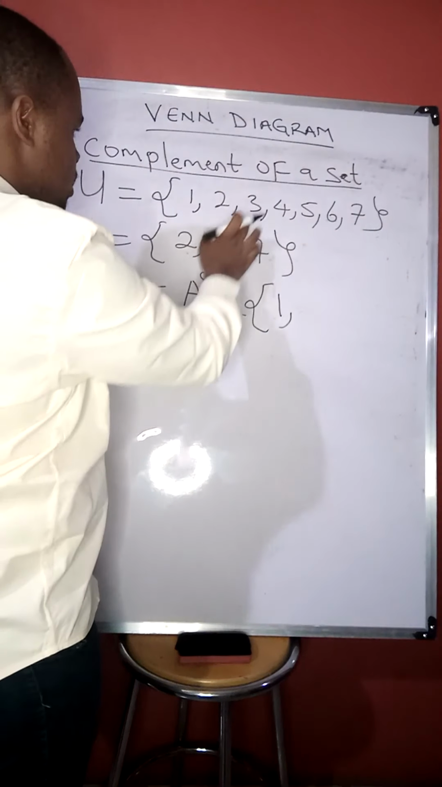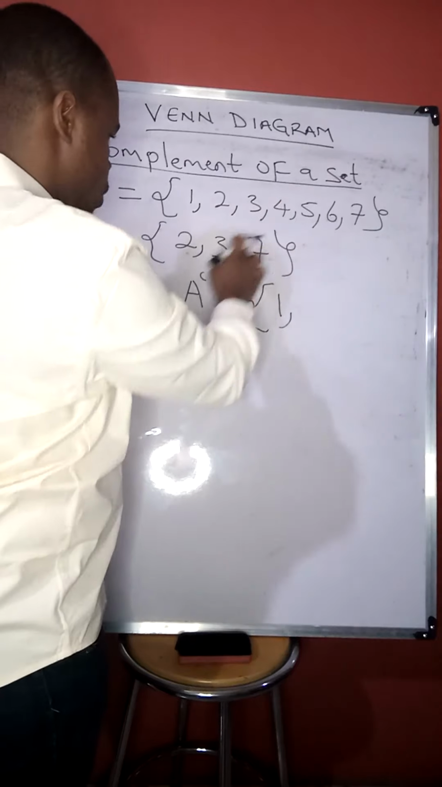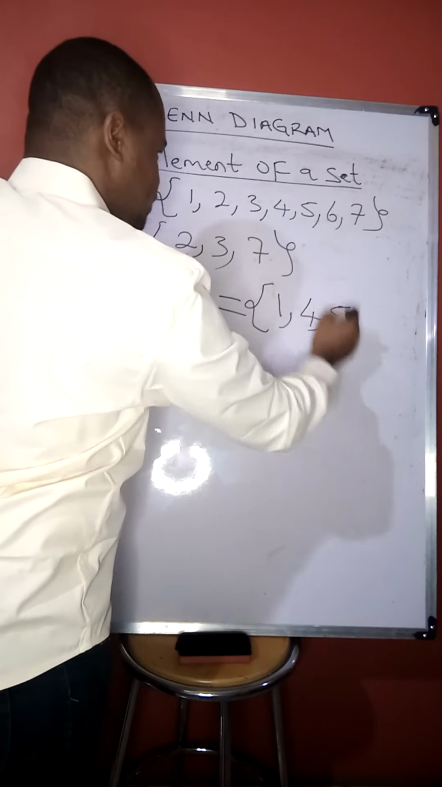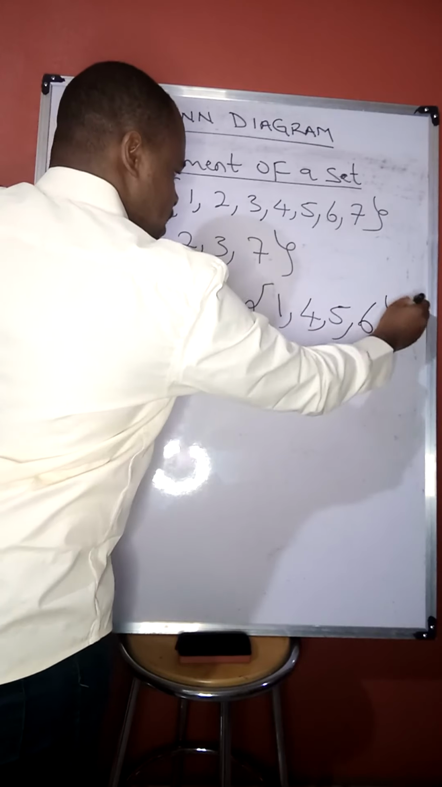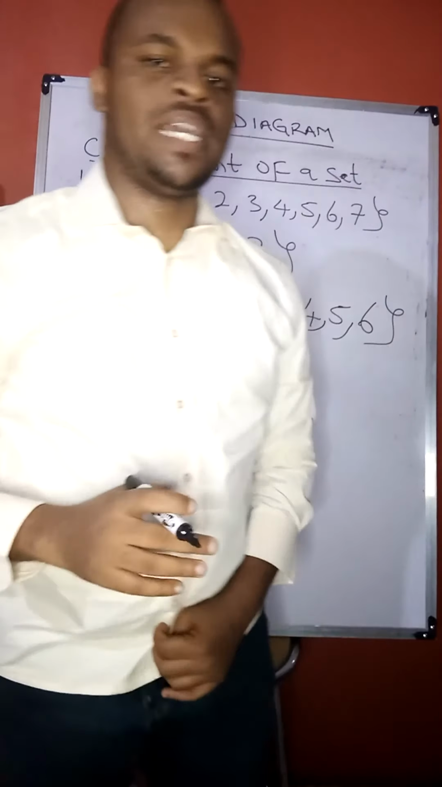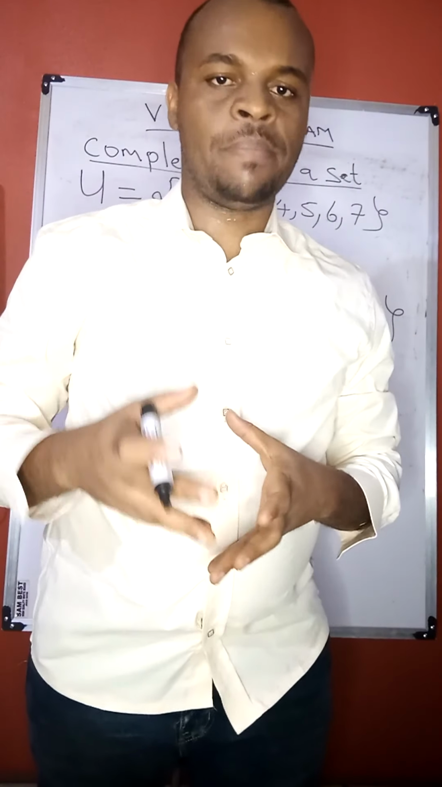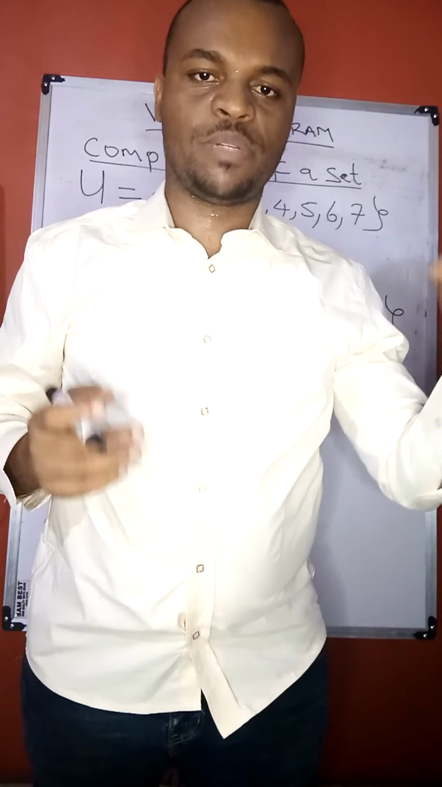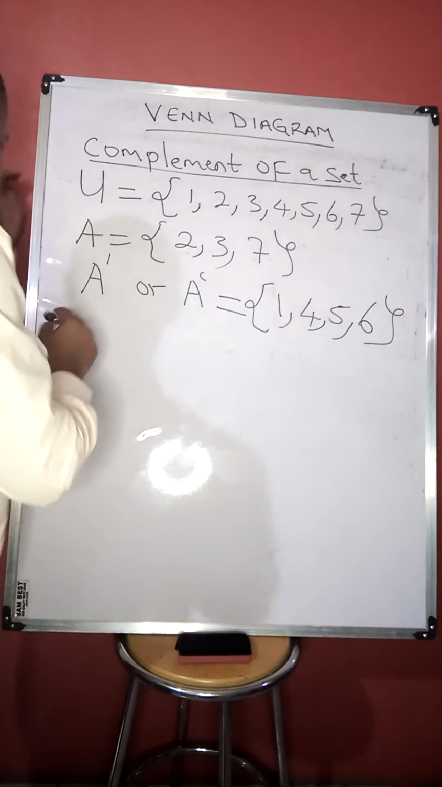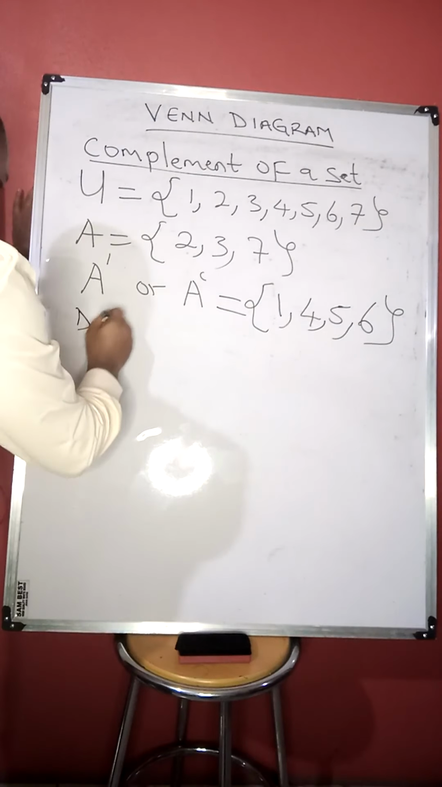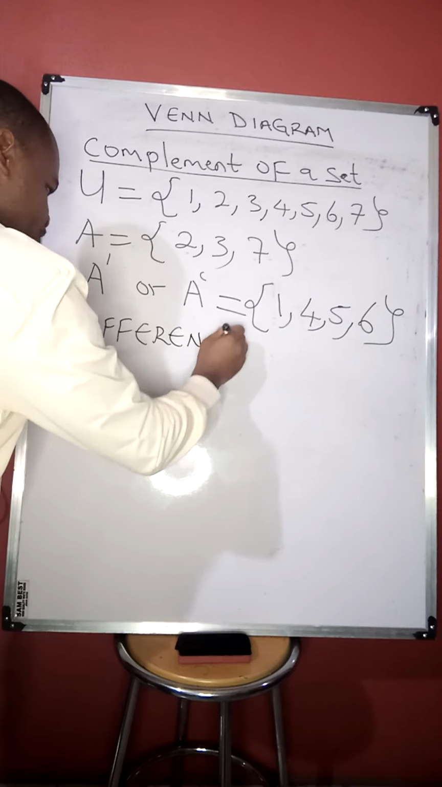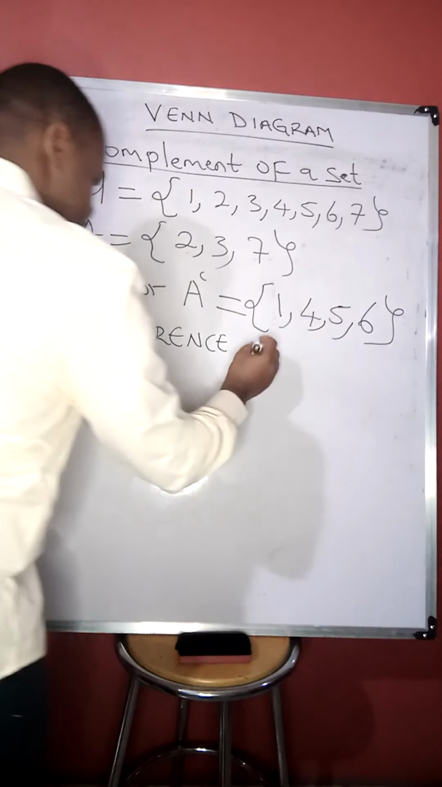2, I have 2 here, so it's not it. 3, I have 3. 4, no 4 here, so I'll have 4. 5, no 5, I'll have 5. 6, no 6, I'll have 6. Now this is my A complement. Always remember this. Your A complement is the elements that are in your universal set but are not in that given set A. Alright, the next thing we need to understand is difference of two sets. Once you understand these two, then solving any question involving Venn diagram will be very easy.